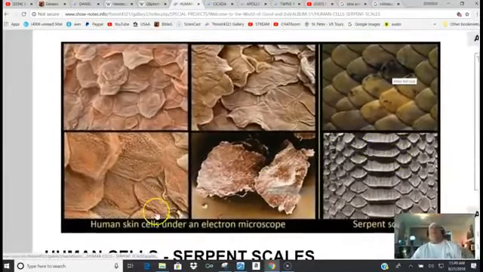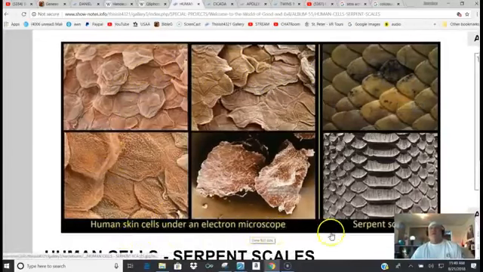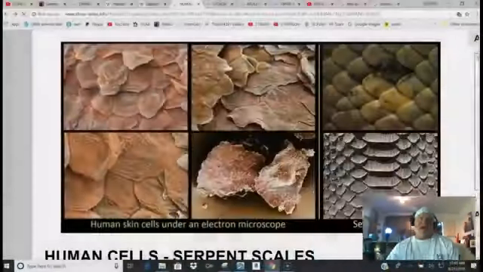So here's serpent flesh, and here's human skin. This is human skin under magnification. Here's serpent flesh, human skin. Oh, wow. Yep, there it is. Human skin cells, serpent flesh. There you go. I mean, this is no joke, man. This is solved. This is resolved. There's no doubt about it.